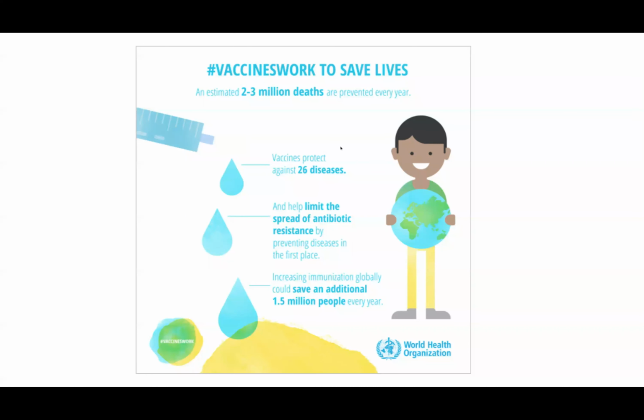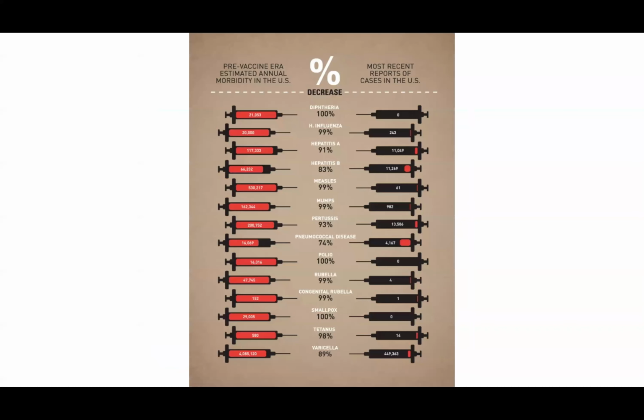Vaccines to date protect against 26 diseases. Some vaccines we don't use anymore, but we use regularly about 26 of them to prevent 26 diseases. They help limit the spread of antibiotic resistance, as we discussed. And if we increase global immunization, we know that we could save even more lives. So vaccines are important. They have done a lot of great work.